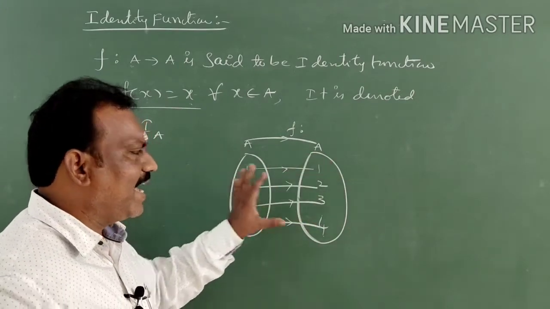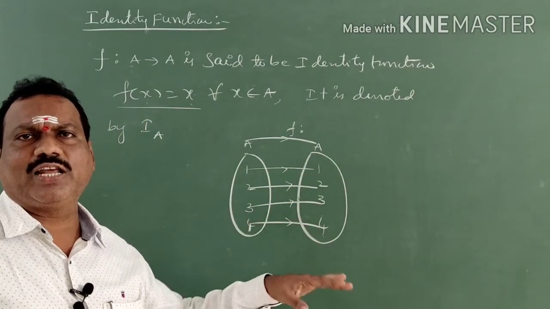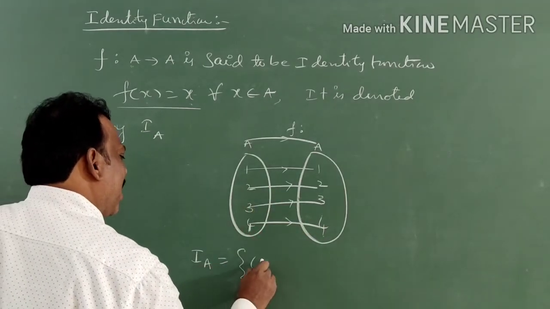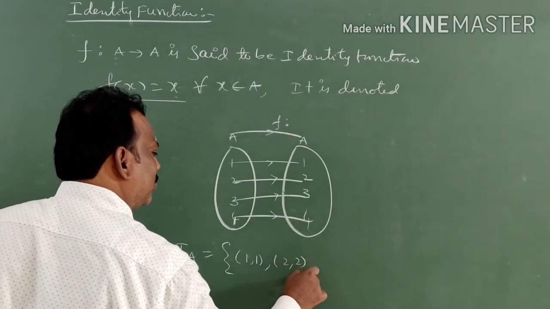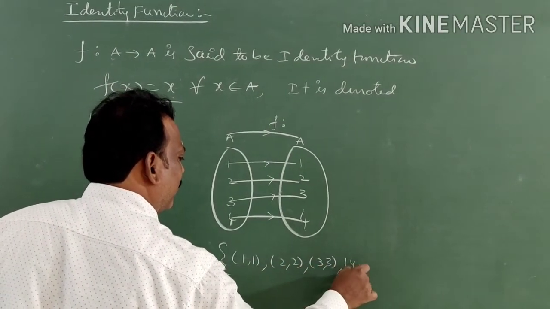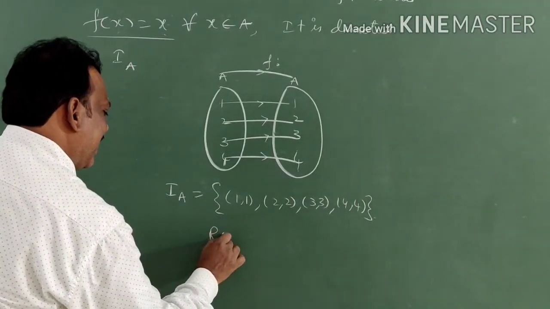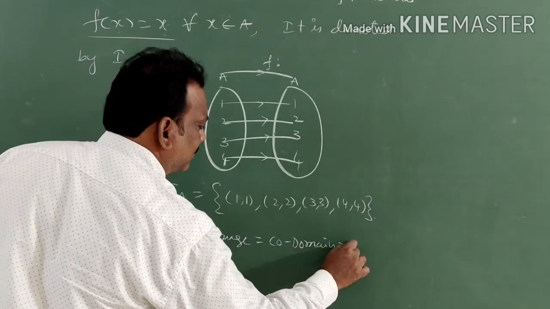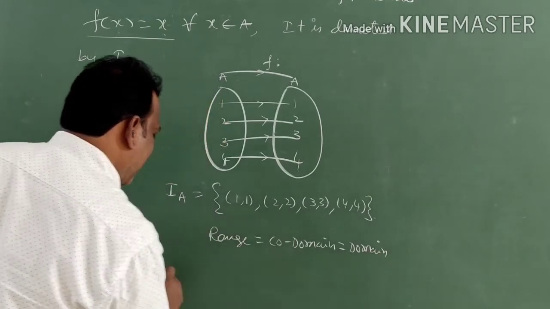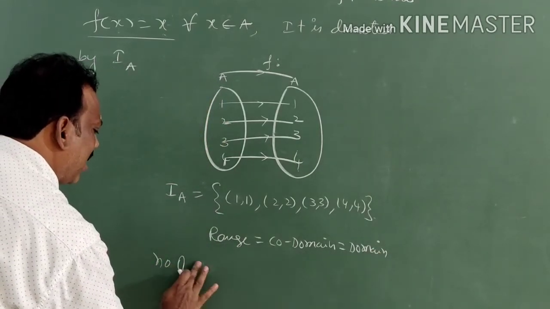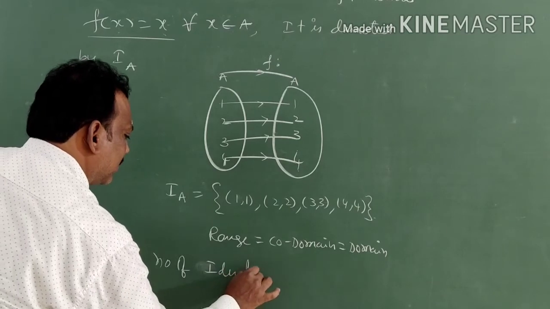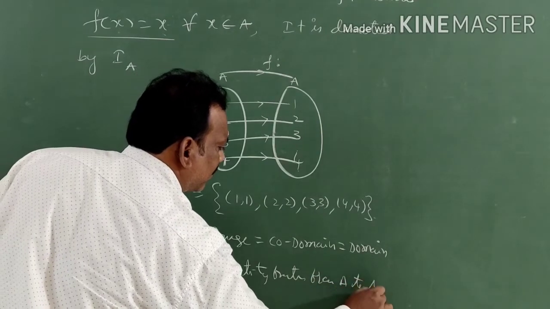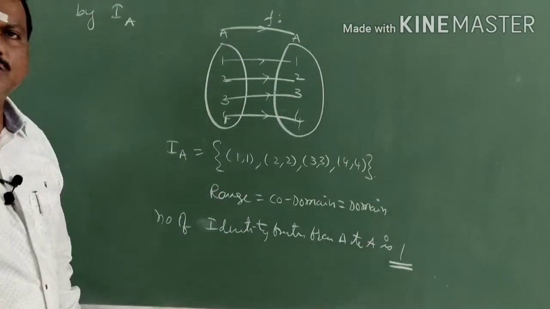How many ways can I write here? Only one way: 1 with 1, 2 with 2, 3 with 3, 4 with 4. That's why the identity function I_A is equal to the set of ordered pairs (1,1), (2,2), (3,3) and (4,4). By this we concluded that range is equal to codomain is equal to domain. So the number of identity functions from A to A is 1. Only one function is possible.